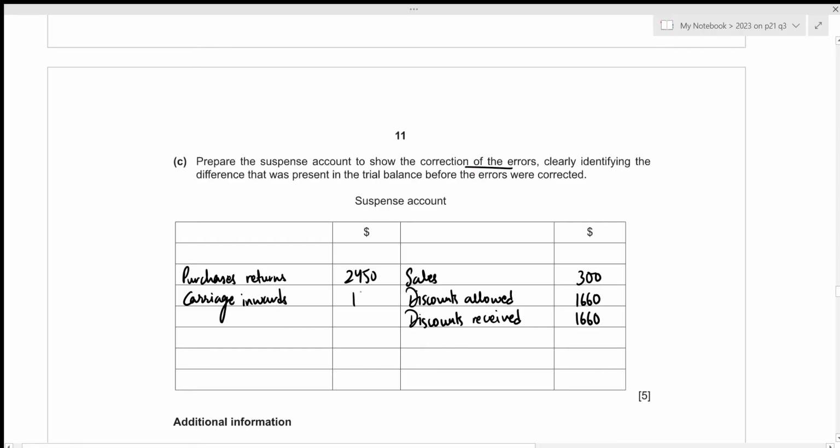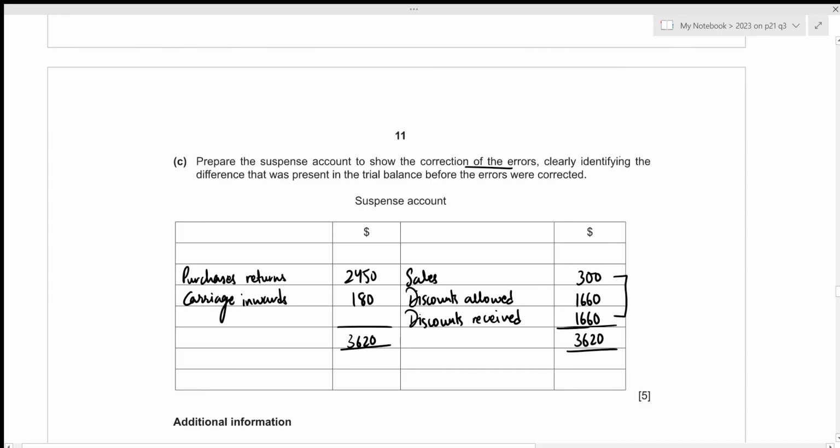with the amount of 180. Okay, and in this case, we can clearly see that our credit side is heavier. So let's figure out the total from the credit side. That will be 300 plus 1660 plus 1660, which results in 3620. That will be the total on our debit side as well. And our balancing figure will be on the debit side.